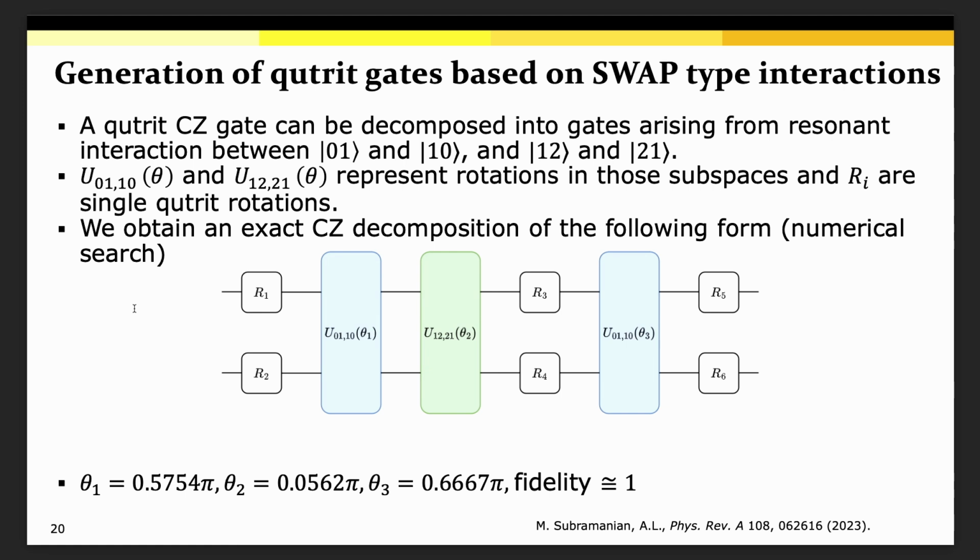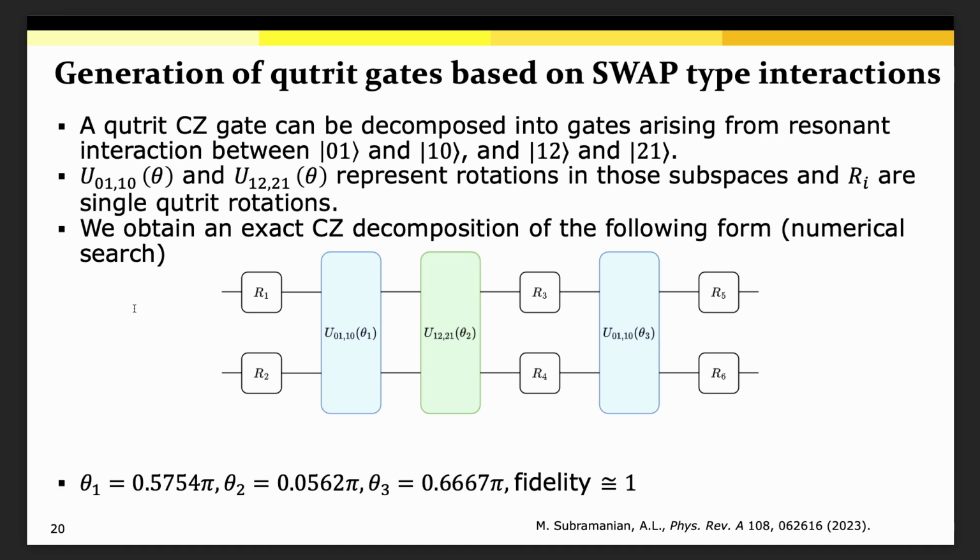And what we looked at was how you can decompose a qutrit CZ gate in terms of these swap operations. Here we essentially resorted to a numerical search, where we were after seeing what is the minimal setting in which you can implement a CZ gate, which we thought is interesting to look at because it's a universal gate. What we found by trying different combinations is that this gate decomposition here is the most optimal one.